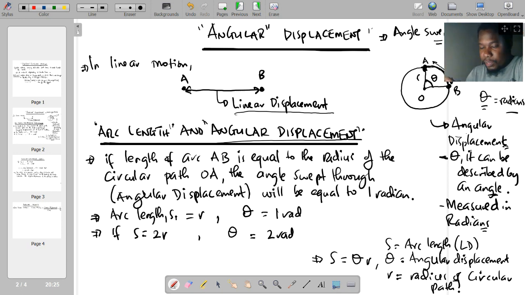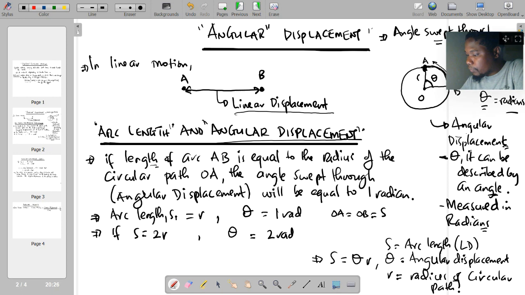Now, arc length and angular displacement. The first point I want us to understand is that if the length of an arc, maybe of the arc AB, is equal to the radius of the path, what we're saying there is that if there is a scenario where OA, which is equal to OB, is equal to S.